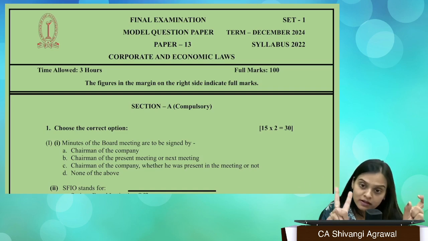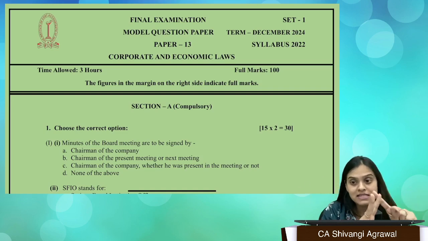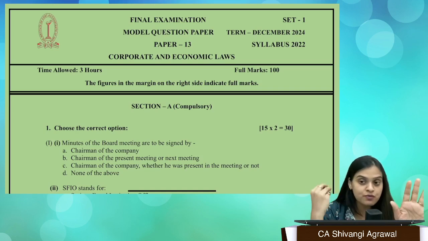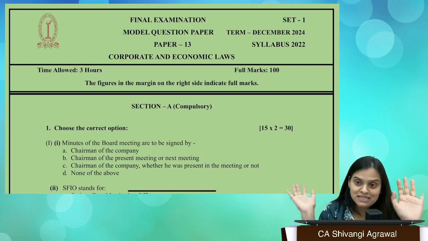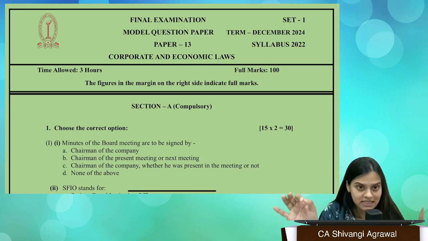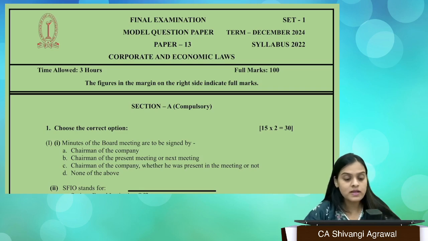Every question is divided into 2 parts. Every part carries 7 marks. So there are 5 questions, 14 marks each, which comes out to be 70. So that is how exactly the paper pattern is. Now let's begin without wasting any more time.